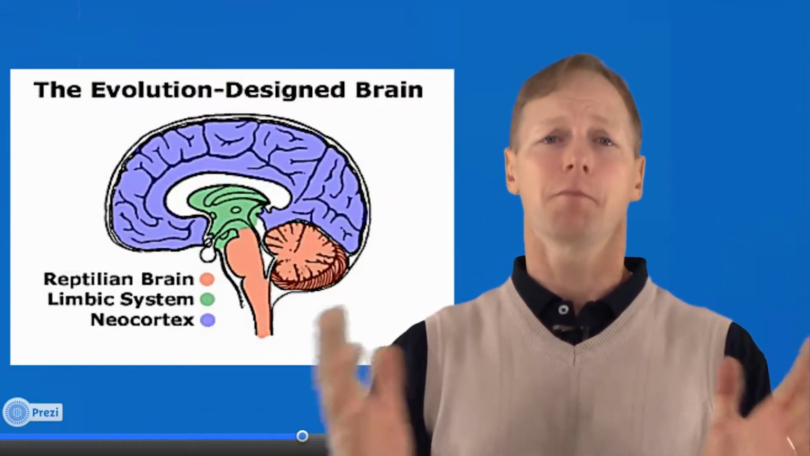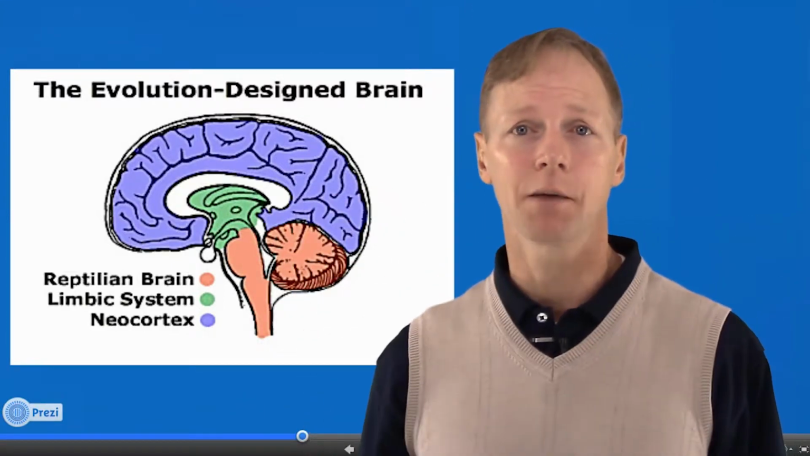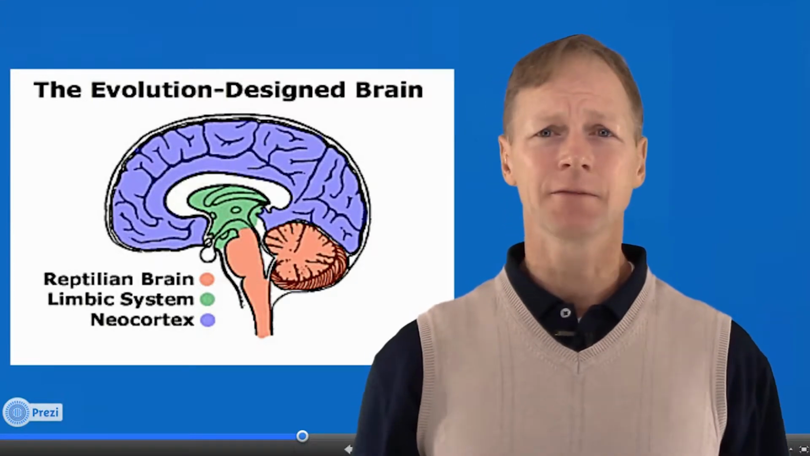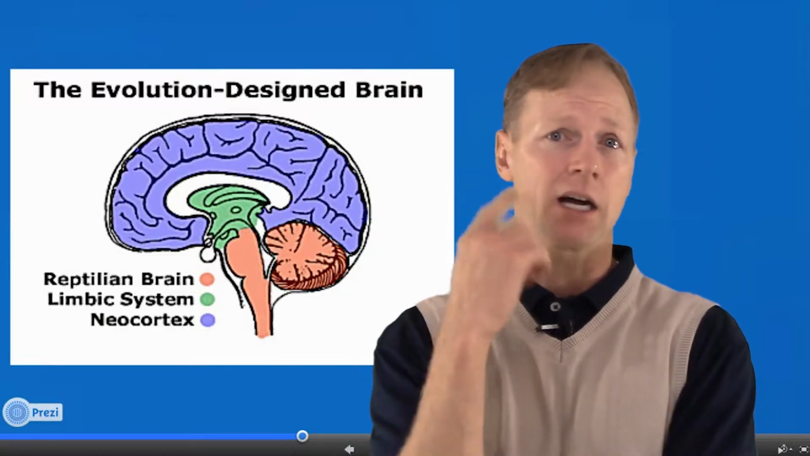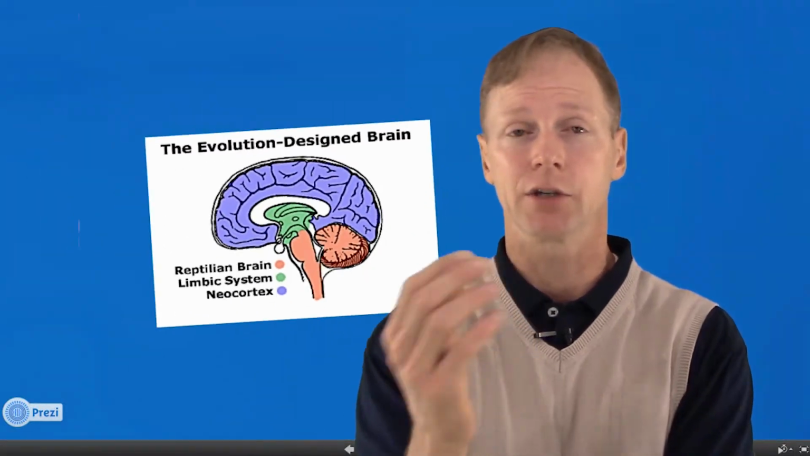Lastly, and by far most importantly, the neomammalian complex, or the new brain. It is involved in higher level thinking so that you can ponder this information later today and make a conscious decision about how you want to apply it to your life.